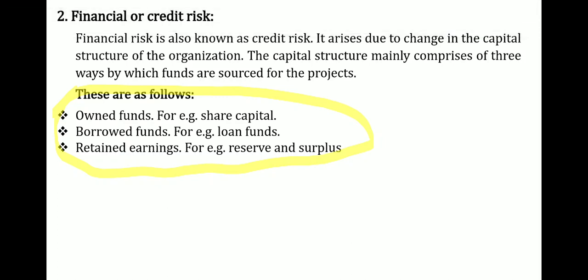So this financial risk or credit risk arises from changes in this capital structure. If the company's capital structure is changed, definitely they'll get a financial risk. If people are not interested to invest in a company, definitely that company will incur a financial or credit risk. If retained earnings are very less, definitely they have to incur financial risk. If the owner's capital is low in the organization, they can't run the business. That is what financial risk or credit risk is.